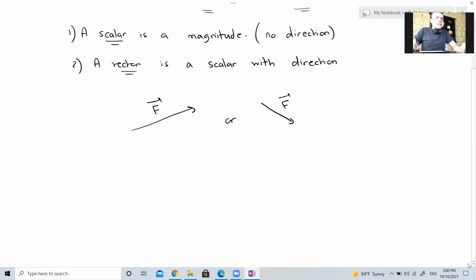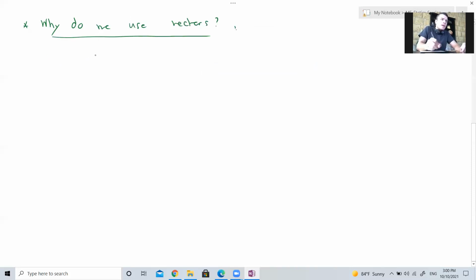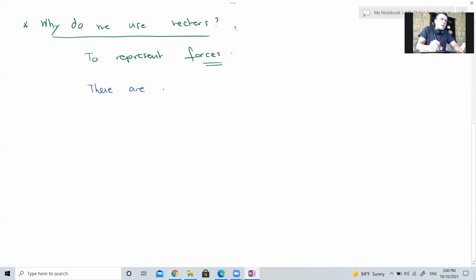We will see a lot of force vectors because we use force vectors to represent forces. Why do we use vectors? To represent forces. What are the types of forces? There are many types of forces. The first one, which is important, is the weight.